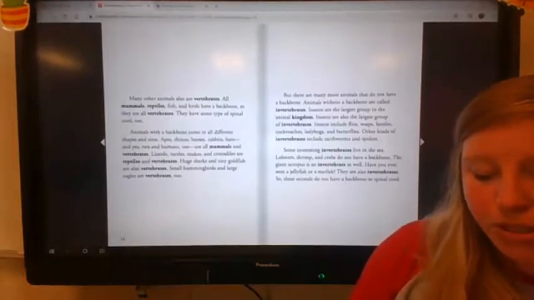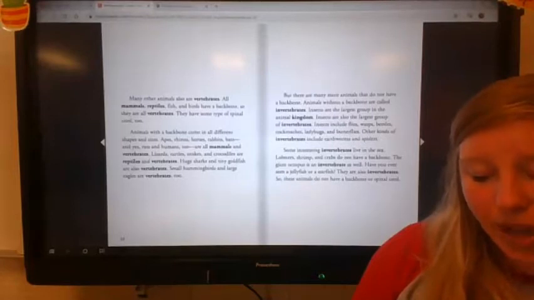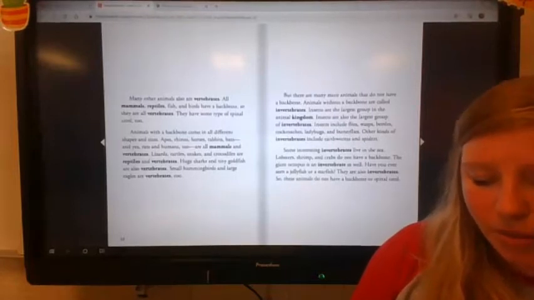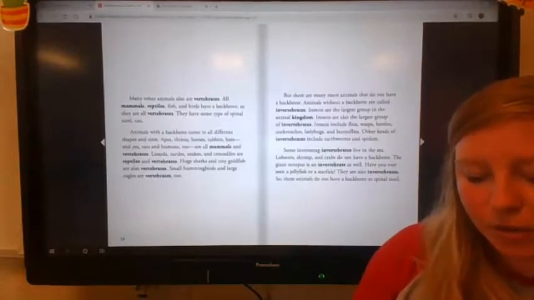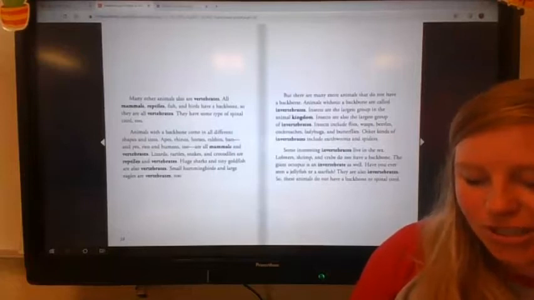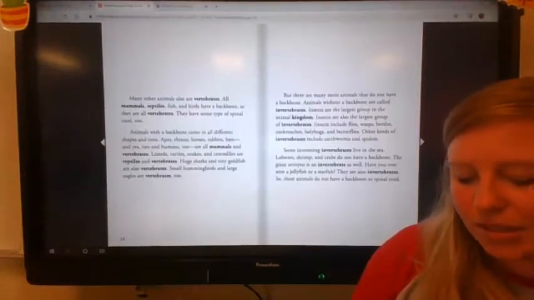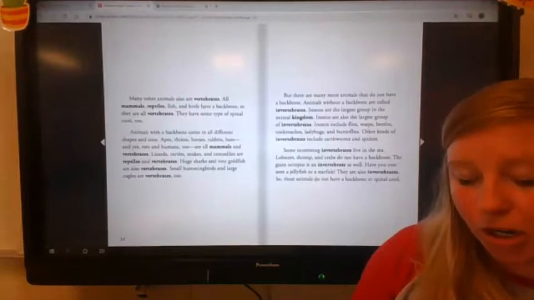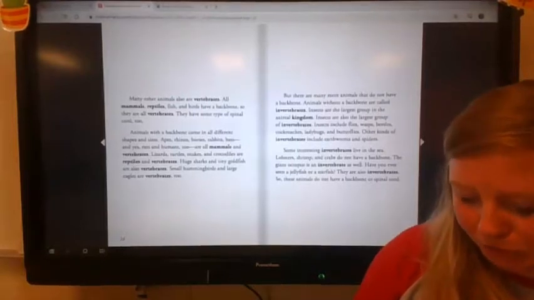Apes, rhinos, horses, rabbits, bats, and yes, rats and humans too, are all mammals and vertebrates. Lizards, turtles, snakes, and crocodiles are reptiles and vertebrates. Huge sharks and tiny goldfish are also vertebrates. Small hummingbirds and large eagles are vertebrates too.